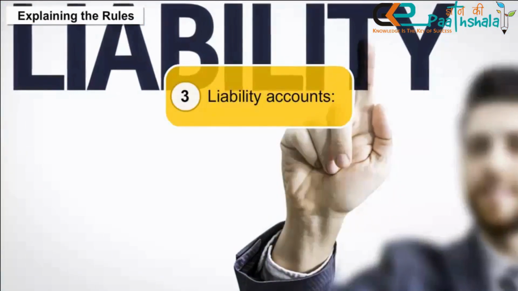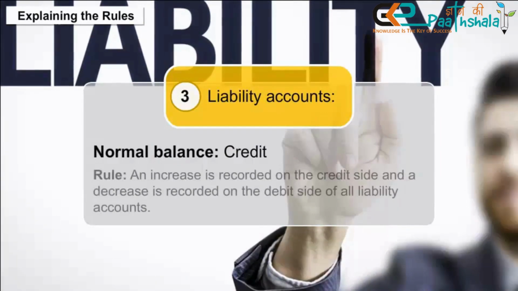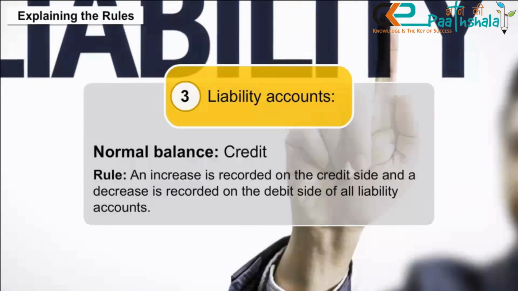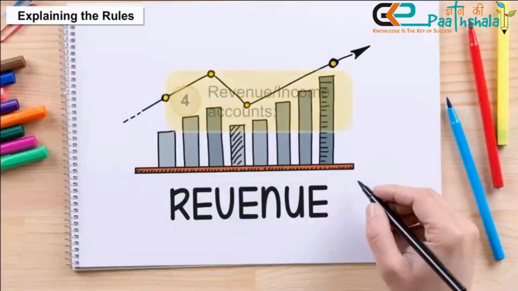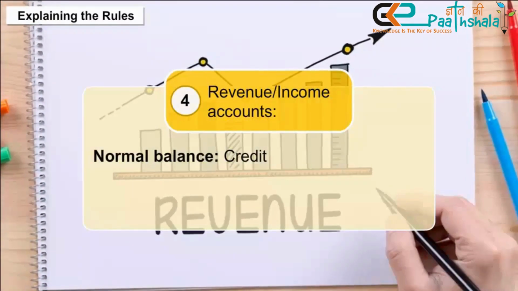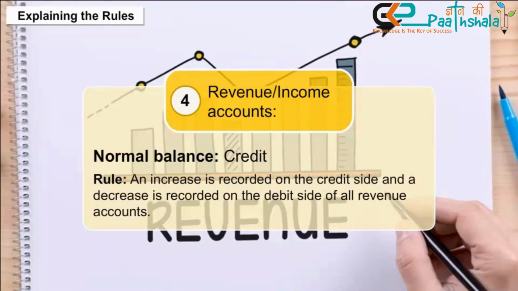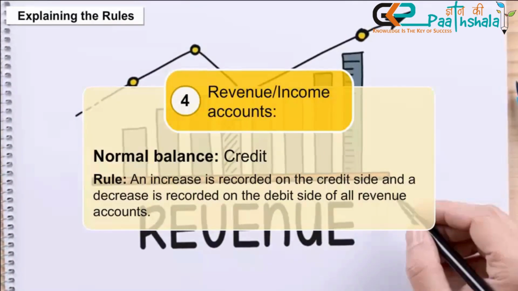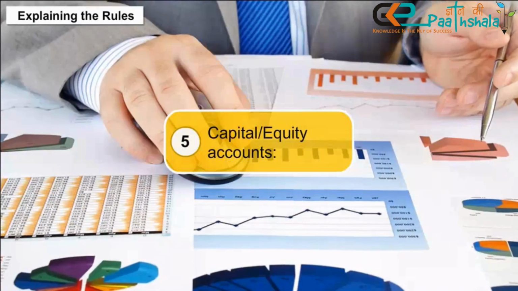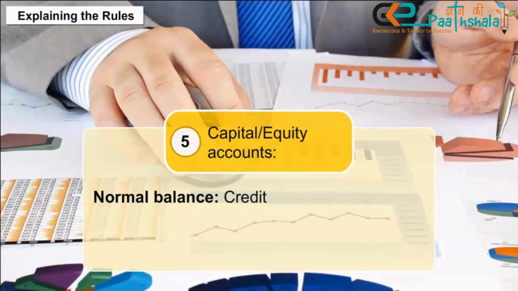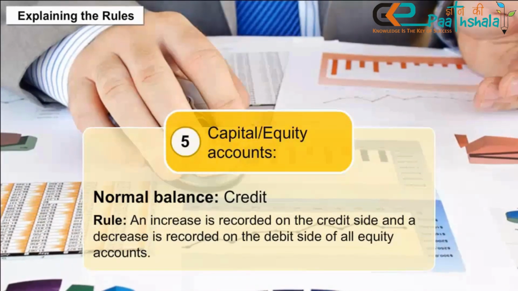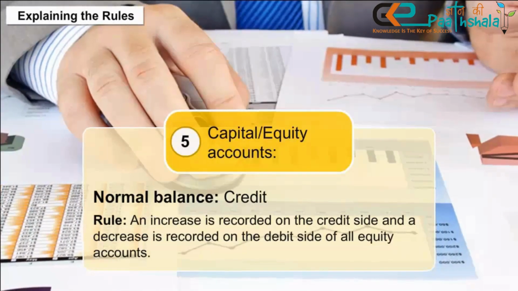3. Liability accounts, normal balance: credit. Rule: an increase is recorded on the credit side and a decrease is recorded on the debit side of all liability accounts. 4. Revenue or income accounts, normal balance: credit. Rule: an increase is recorded on the credit side and a decrease is recorded on the debit side of all revenue accounts. 5. Capital or equity accounts, normal balance: credit. Rule: an increase is recorded on the credit side and a decrease is recorded on the debit side of all equity accounts.